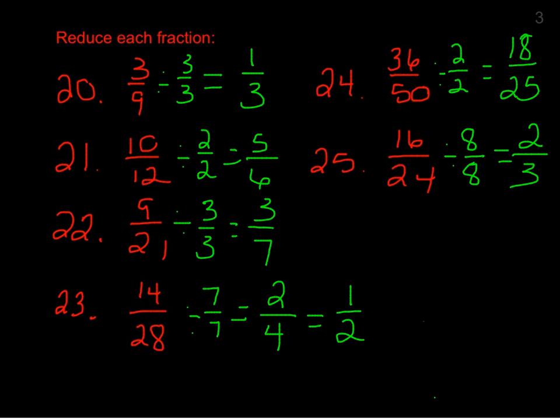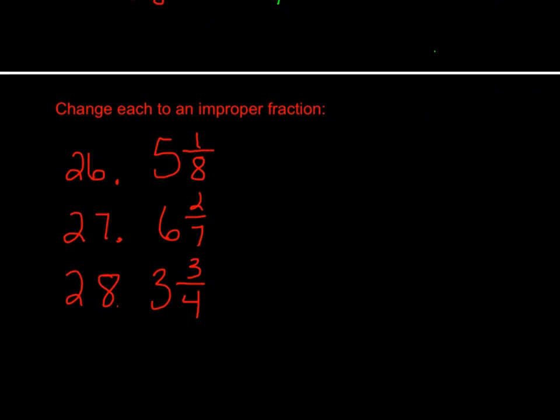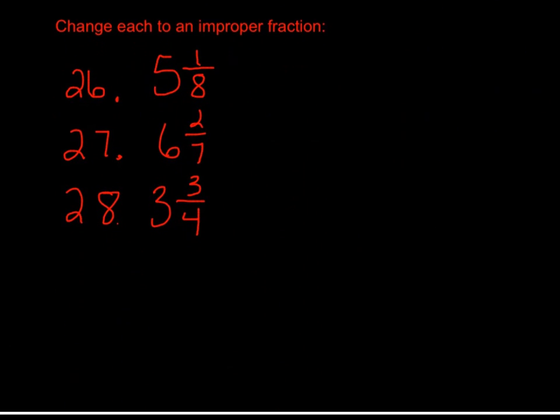Let's move on to the next section. Changing each to an improper fraction. This is where you're doing the U-turn, remember? So we start at the bottom and move across to the top. So we go 8 times 5, and then we add the top. So 8 times 5 is 40, plus 1 is 41. That makes your new top. The bottom is 8, and so that's it.